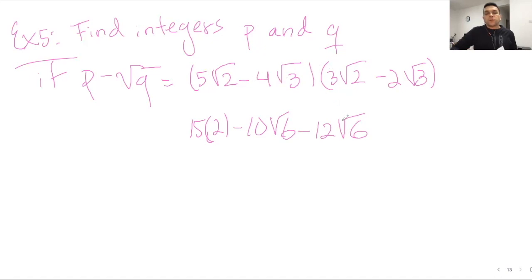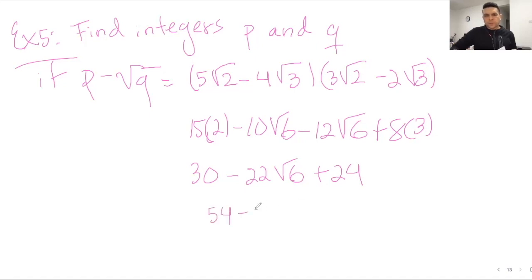Okay, for negative 10, negative 12, and then 6. And then positive 4 times 2 is 8 times 3, right? So we get 30 minus 22 square root of 6 plus 24. Okay, then we get 54 minus 22 times the square root of 6.